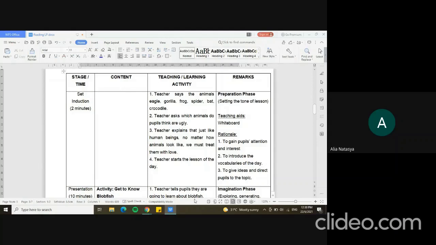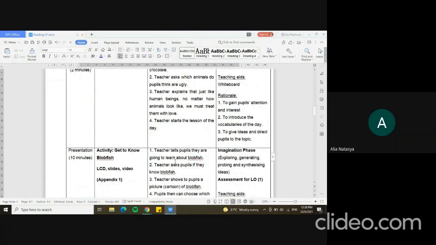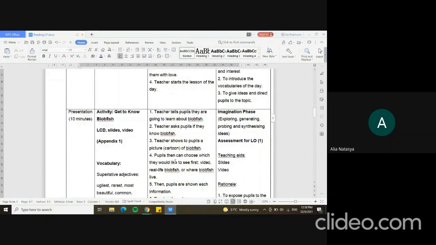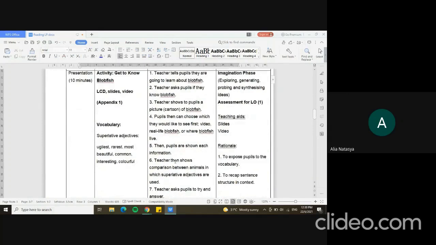So as pupils are done with the set induction stage, and pupils are focused enough that they could actually engage and give out answers, that means that they are interested enough. So we will proceed to the presentation stage. So for the presentation stage, the activity is get to know blockfish. So in this stage, the teacher will tell pupils that they are going to learn about blockfish.